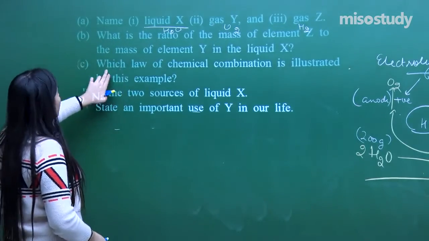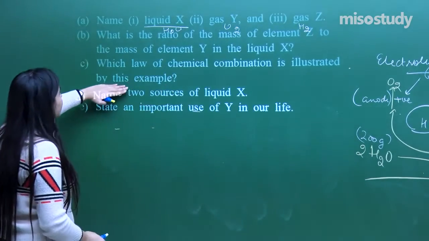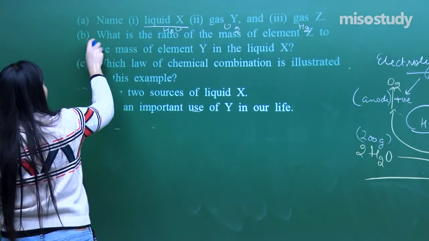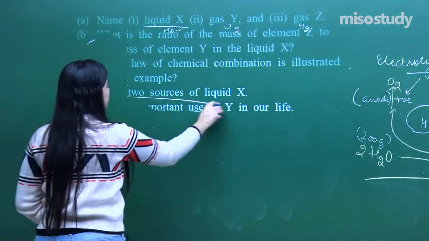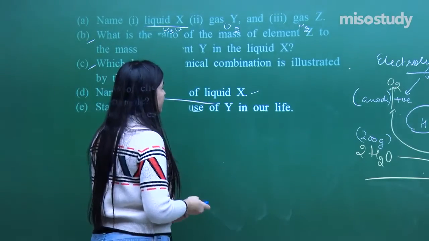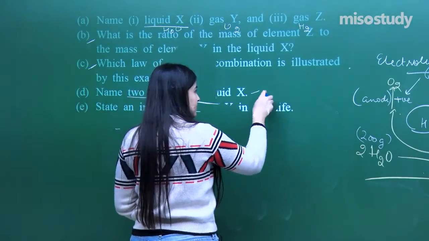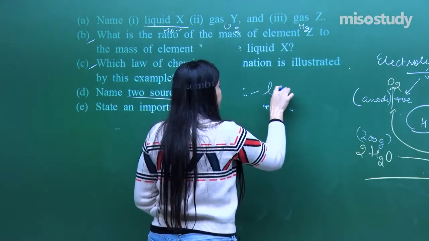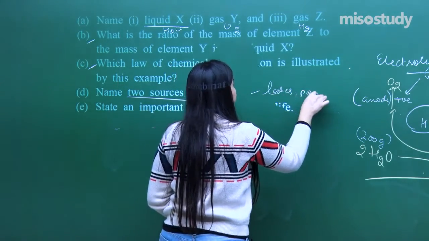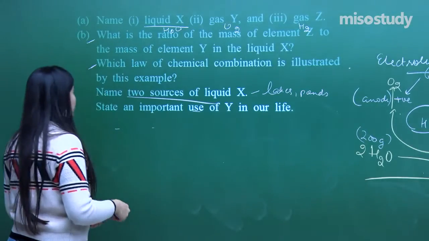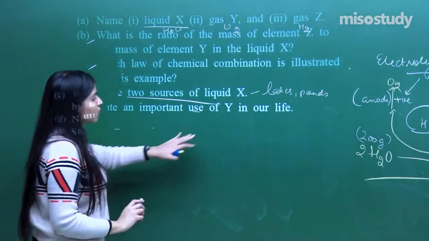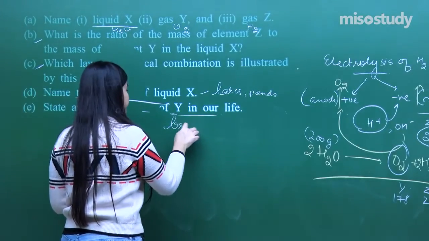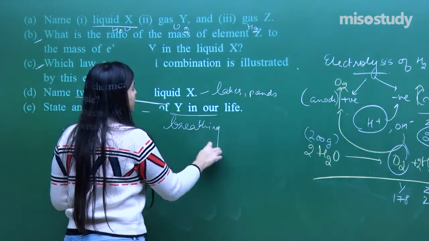Which law of chemical combination is illustrated by this example? Name two sources of liquid X. We'll be moving on to these questions in a while. Two sources: lakes, ponds, oceans, anywhere. Lakes, ponds I can write. Rain can be one. State an important use of Y in your life. It is used for breathing. It's used for our survival basically.